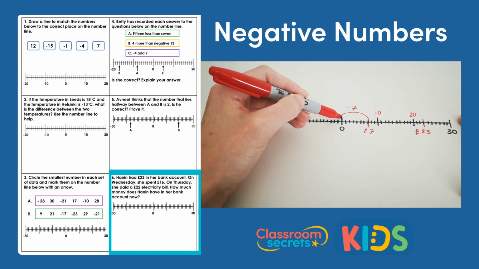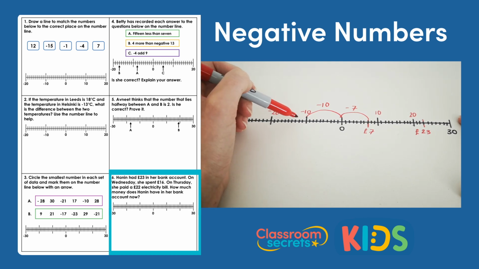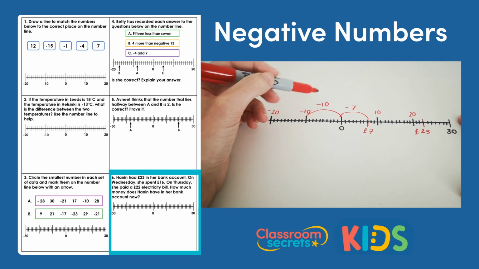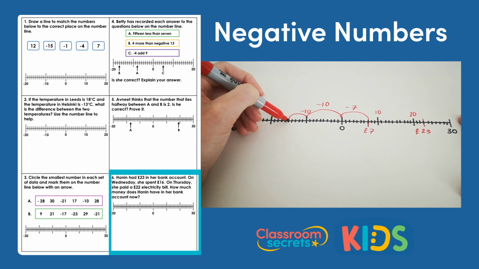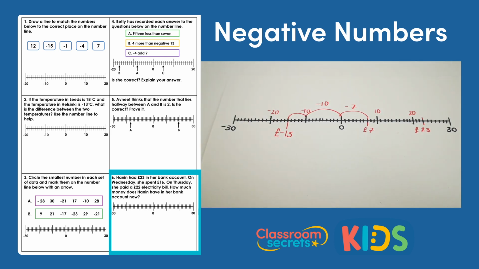Then I'm going to take off another £10. That takes us to negative 10, so that's £17. And now I've got 5 more pounds I need to go back. So if I just go 1, 2, 3, 4, 5, I'm going to end up here. I know that's negative 10, that's negative 11, that's negative 12, negative 13, negative 14, negative £15. So Hanin has negative £15 left in her bank account.